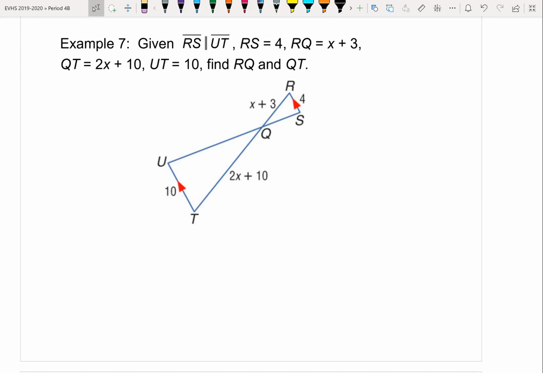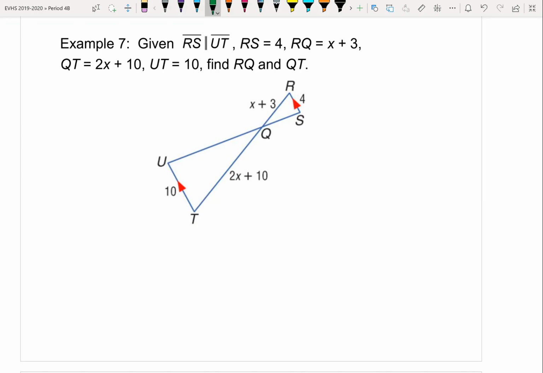Example 7. Given that these two lines are parallel, RS is parallel to UT, RS is 4, RQ is x plus 3. We've already got it marked. QT is 2x plus 10, and UT is 10. Okay, great. All that's marked in there. Find RQ and QT. So I'm going to find the distance from RQ and QT, which tells me I've got to solve for x somehow in here.